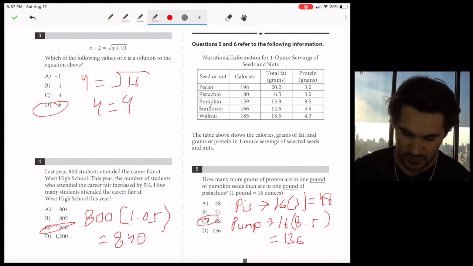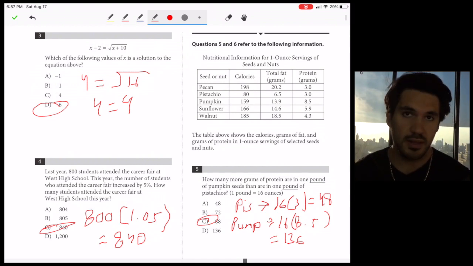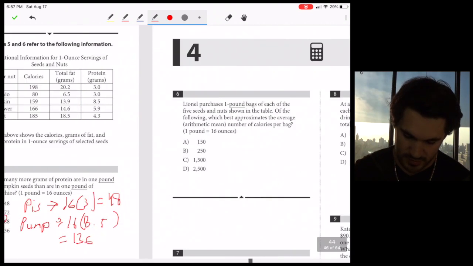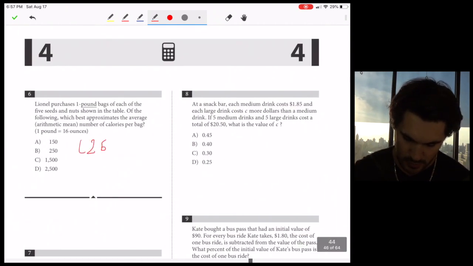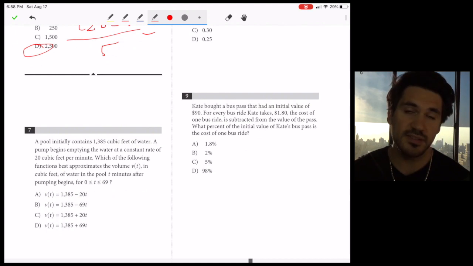So let's take each of those values. We've got 198 plus 80 plus 159 plus 166 plus 185 equals 788. Multiplied by 16 equals 12,608. But then we've got to divide that 12,608 by 5. And that'll get us 2521, which is approximately 2,500. Answer choice D. Done.